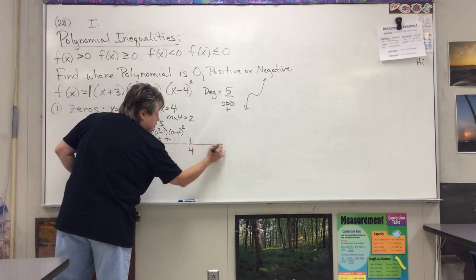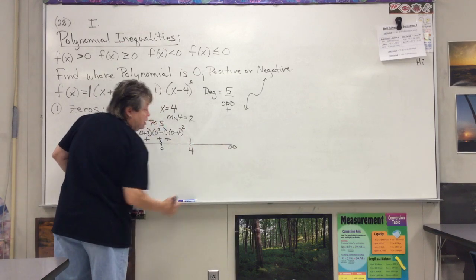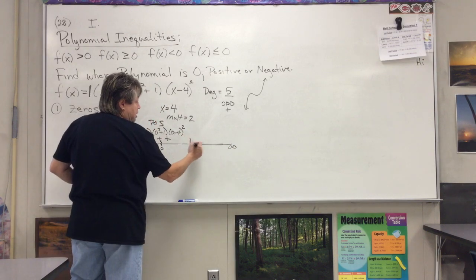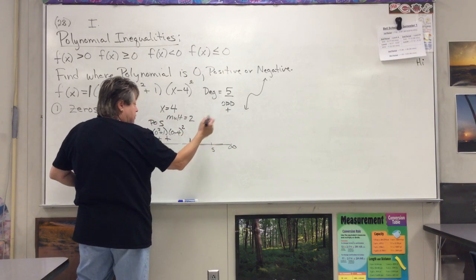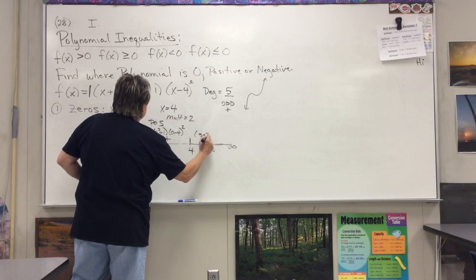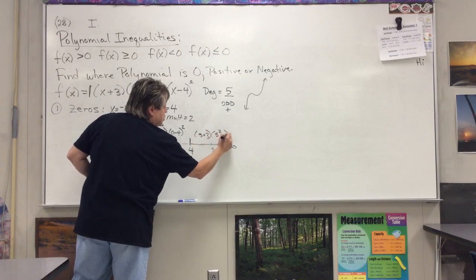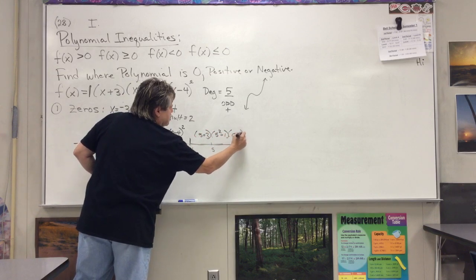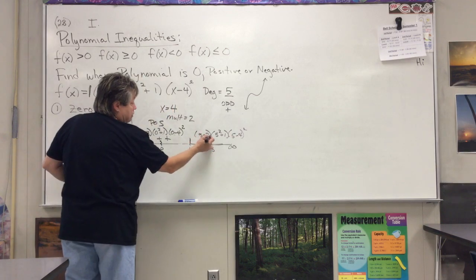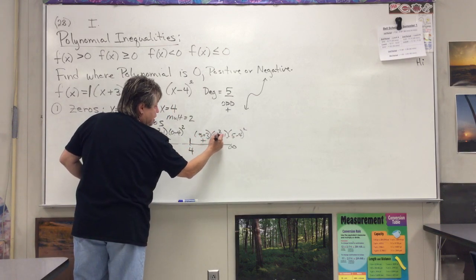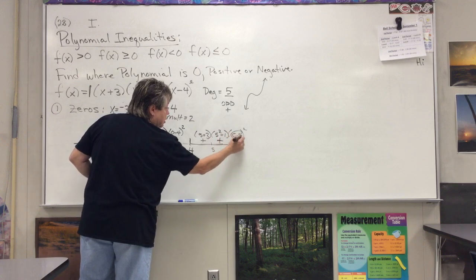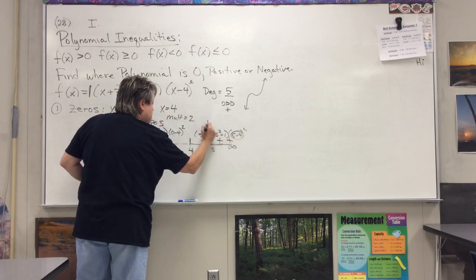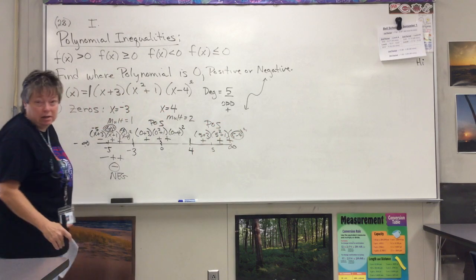Lastly, between 4 and infinity, same deal. I don't care, pick something out here, like 5. So 5 plus 3, 5 squared plus 1, 5 minus 4, the quantity squared. Well, 5 plus 3 is positive, 5 squared plus 1 is positive, and whatever squared is positive. So down here, we are also positive.